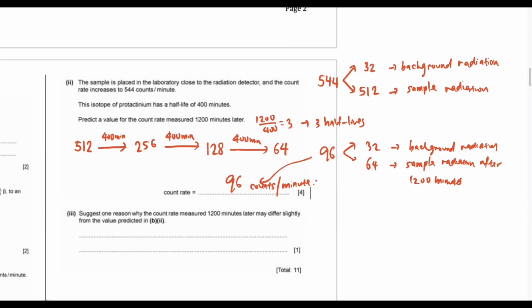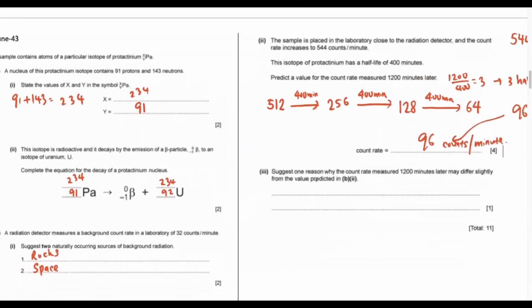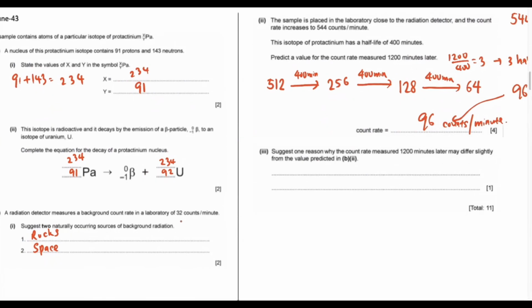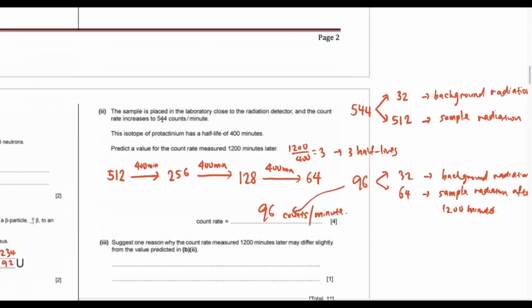Be careful. Background. Yes. Can I know where did you get 32 as background radiation and also 512? 32 is given here. The background reading, the background count rate. So it's here. And then the 512 is 544 minus 32 to get 512.